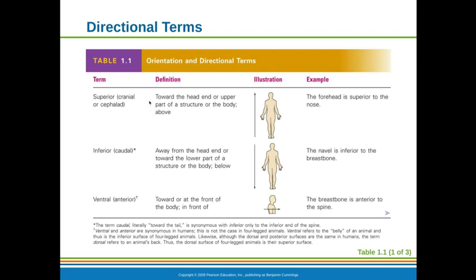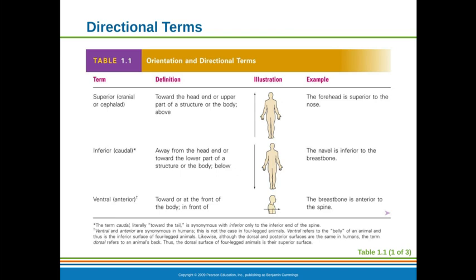So superior refers to towards the head end, or upper part of a structure or the body. You might commonly say above. An example of this: the forehead is superior to the nose. So inferior, we see the word caudal here. We're not really going to use caudal too frequently. We say that it is away from the head, or toward the lower part of the body or structure. Commonly referred to as below.